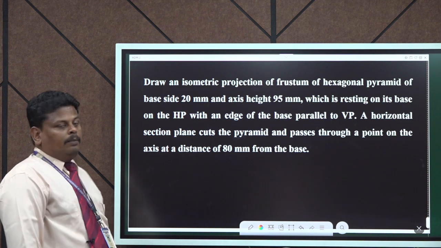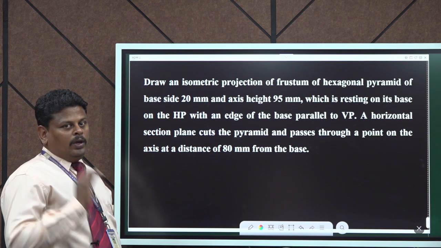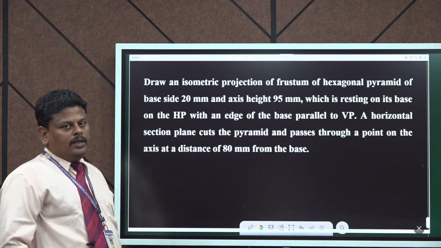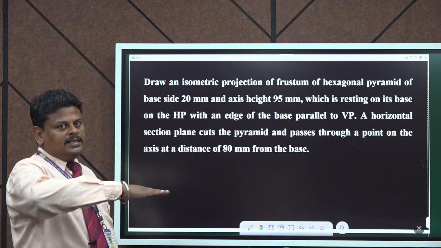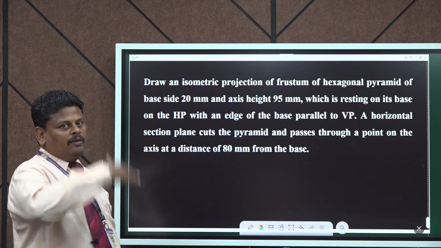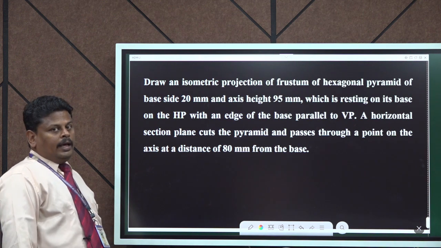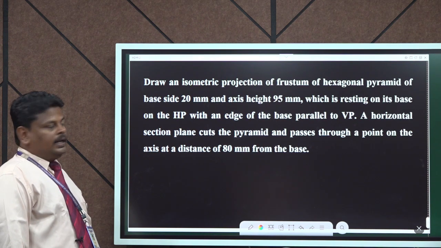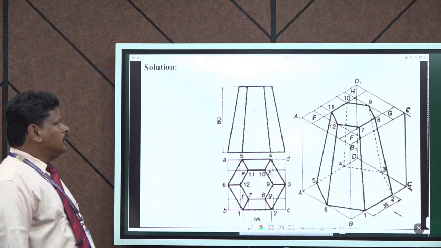A horizontal cutting plane cuts the pyramid, and it passes through a point on the axis at a distance of 80 mm from the base. So from the base, at a distance of 80 mm, the horizontal cutting plane cuts the pyramid. This is what is given in the problem. We have been asked to draw an isometric projection for this particular solid, that is, the frustum of a hexagonal pyramid. So now we shall move to the solution. Here the solution is given.